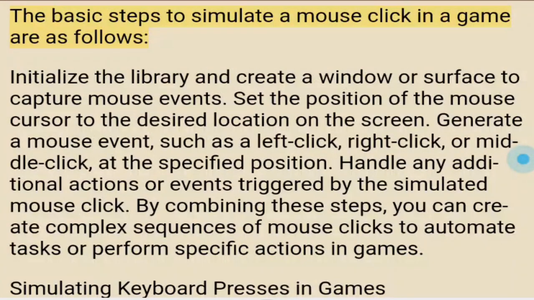The basic steps to simulate a mouse click in a game are as follows. Initialize the library and create a window or surface to capture mouse events. Set the position of the mouse cursor to the desired location on the screen. Generate a mouse event, such as a left click, right click, or middle click, at the specified position. Handle any additional actions or events triggered by the simulated mouse click. By combining these steps, you can create complex sequences of mouse clicks to automate tasks or perform specific actions in games.